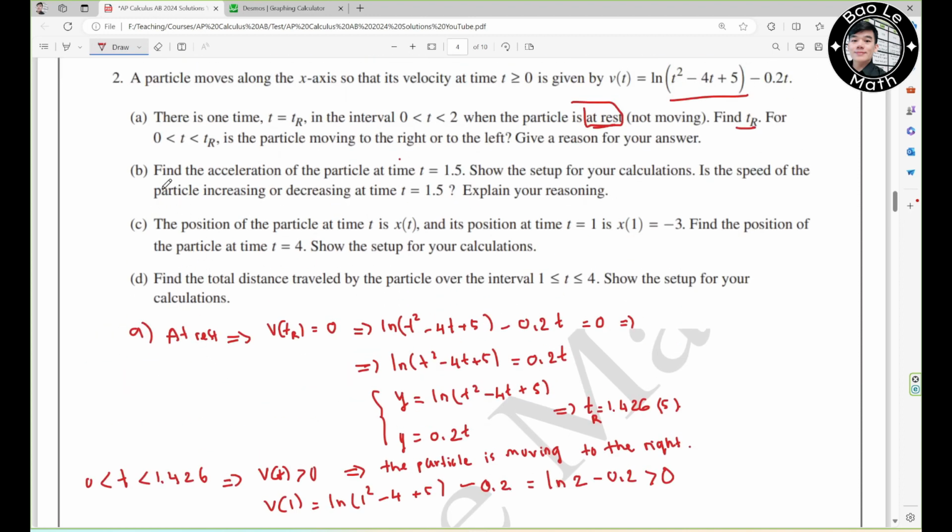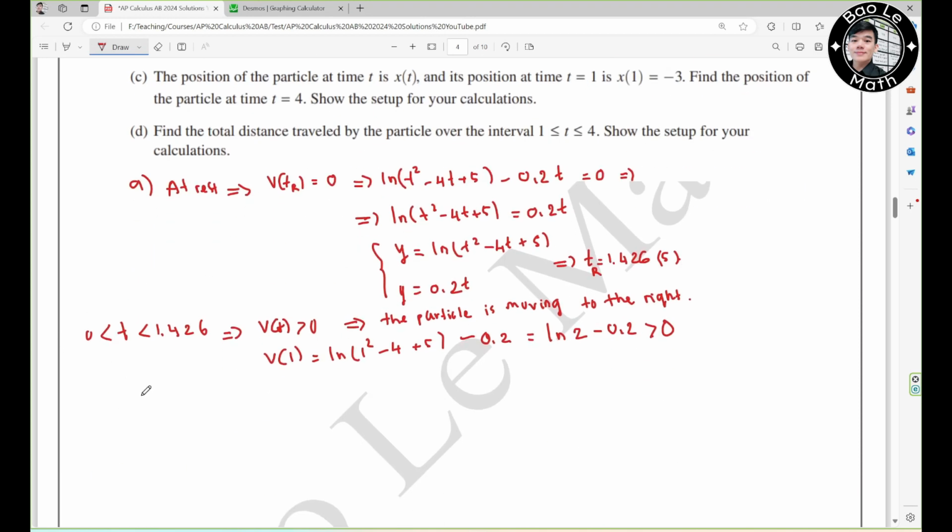Alright, let's move on to question B. Find the acceleration of the particle at time t equals 1.5. Alright, so acceleration is the first derivative of the velocity. So we have V of t equals natural log of t squared minus 4t plus 5 minus 0.2t. Now the velocity derivative is going to be acceleration. Alright, so we're going to take the derivative of this one.